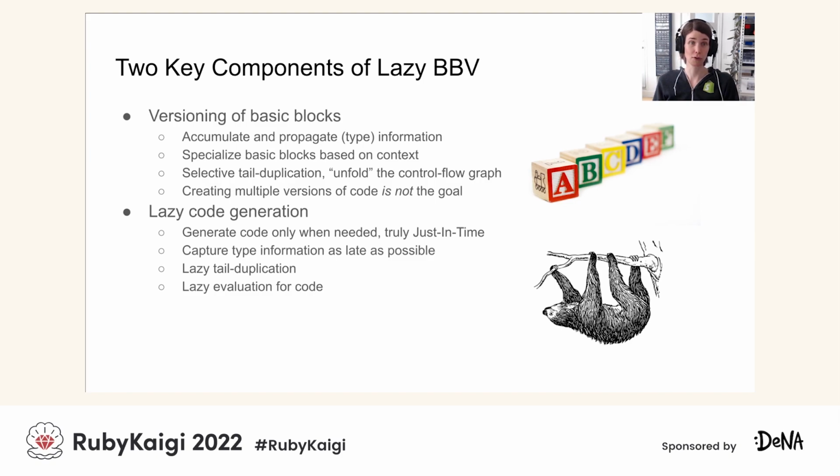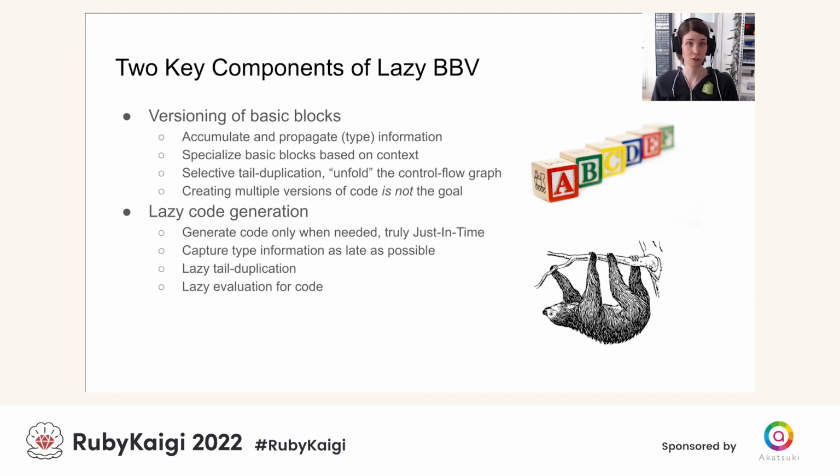So there are two key components to lazy basic block versioning. The first is the versioning of basic blocks, which allows us to accumulate and propagate type information and specialize machine code based on context. So we can do selective tail duplication to unfold the control flow graph. I'll note here that the goal is not to create multiple versions of code. The goal is actually to use the versioning of basic blocks as a tool to propagate type information.